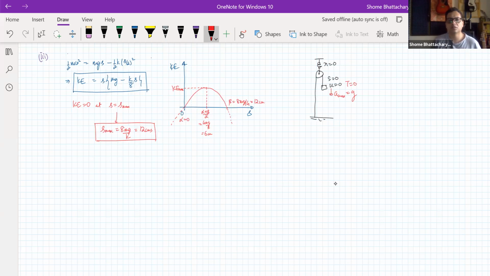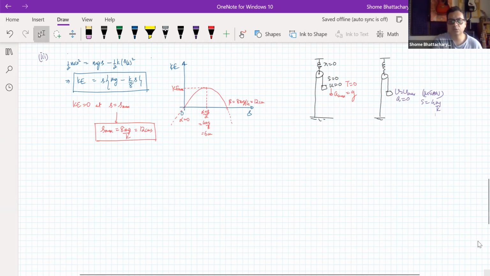Okay. Now from here, when it reaches the position where the speed is maximum, at that point of time, our acceleration would be zero. So this would be the mean position. This is the position where S was 4mg/k, or 6 centimeters.